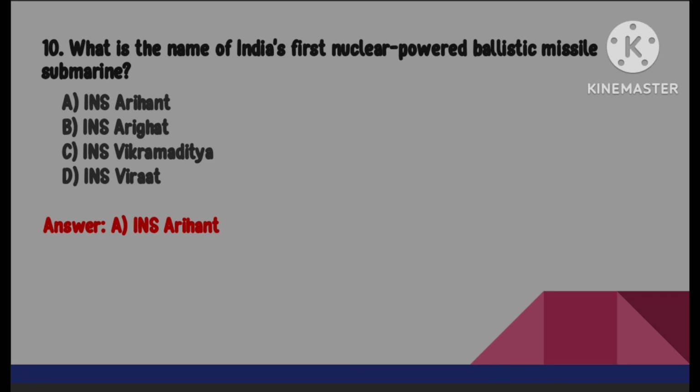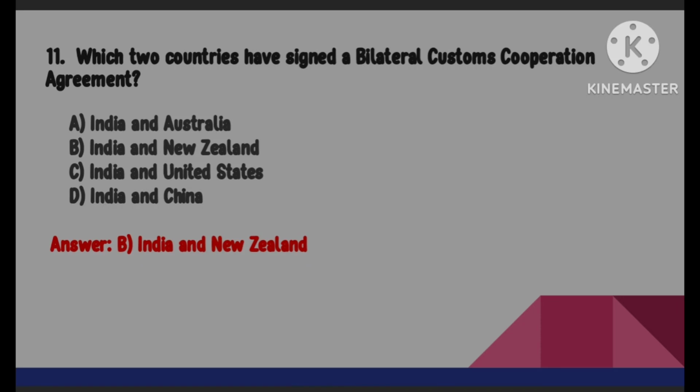Let's get into the next question. What is the name of India's first nuclear powered ballistic missile submarine? Option A, INS Arihant. Option B, INS Arighat. Option C, INS Vikramaditya. Option D, INS Virat. And the right answer is option A, INS Arihant.